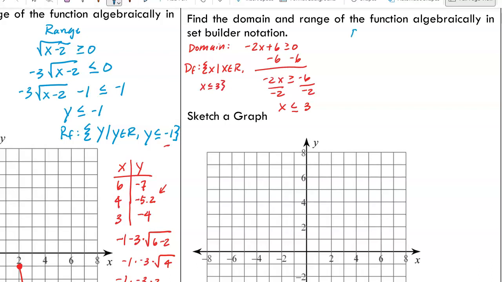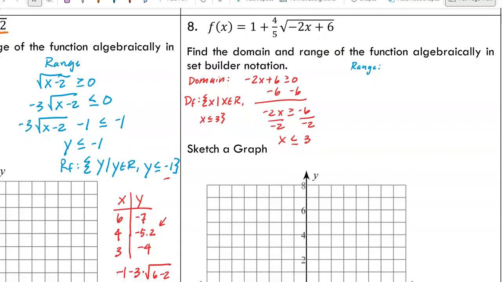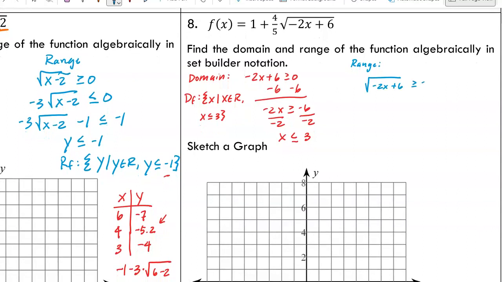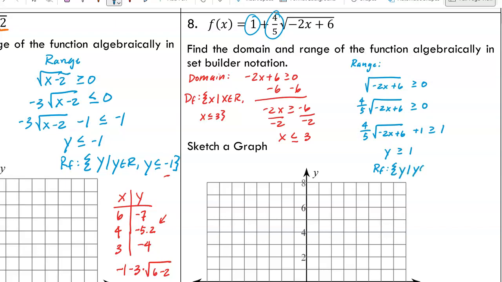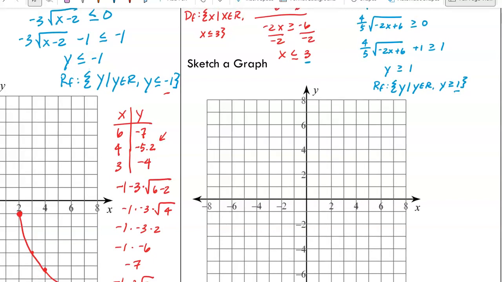Now for the range, I'm going to start off with negative 2x plus 6 greater than or equal to 3. Let's see what's happening. We multiply both sides by 4/5. Multiplying it does not change anything about the range. Okay. And then you add 1 to it. Add 1. Okay, so you get y is greater than or equal to 1. Okay, the range of the function, y such that y is an element of all real numbers, y is greater than or equal to 1. Take that first value, 3 and 1. Like that. That's the start.